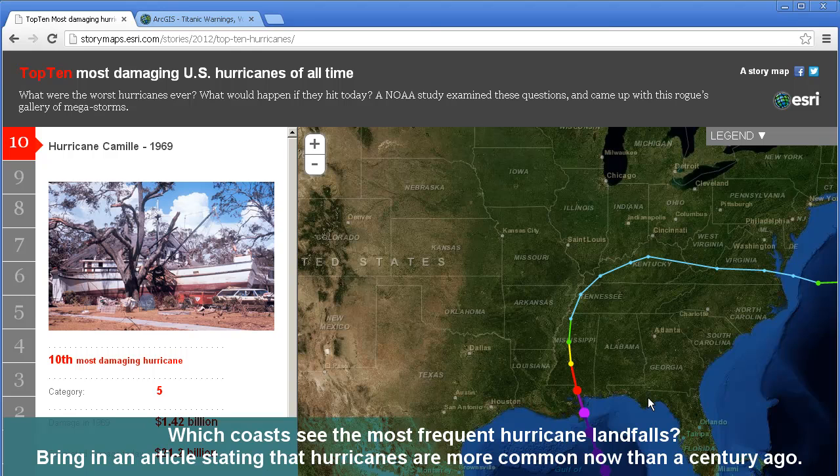Which coasts see the most frequent hurricane landfalls? Is it truly the Louisiana coast? Is it the Texas coast? Is it the North Carolina coast? Etc. Bring in an article stating that hurricanes are more common now than a century ago.